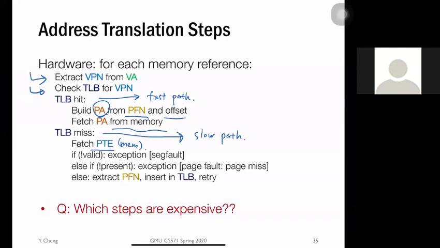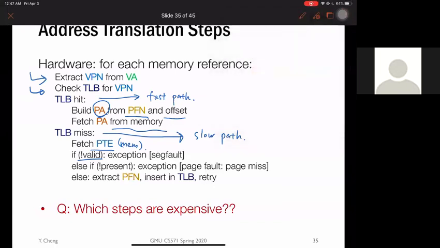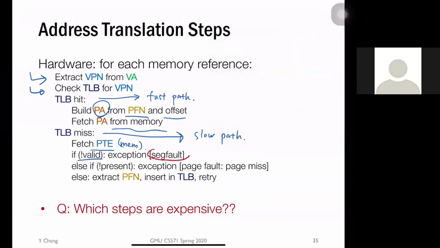Recall that it has a valid bit, and together it has a present bit, but we need to first check whether it's valid. If not, there's an exception, which is essentially a seg fault. So the operating system will kick in and queue this process, okay? But otherwise, if it's valid, which is a good path, we move on to this step.